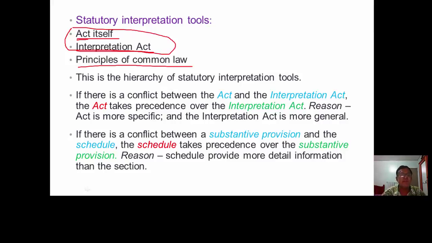This is the hierarchy of the statutory interpretation tools. First, you look at the Act itself, then the Interpretation Act, and finally the principles of common law. If there is a conflict between the Act and the Interpretation Act, then the Act will prevail over the Interpretation Act because it is more specific rather than general. On the other hand, if there is a conflict between the substantive provision and the schedule, the schedule will take precedence because the schedule is in more detail.